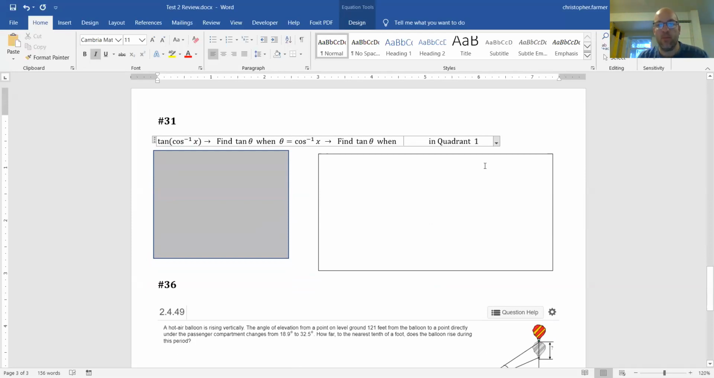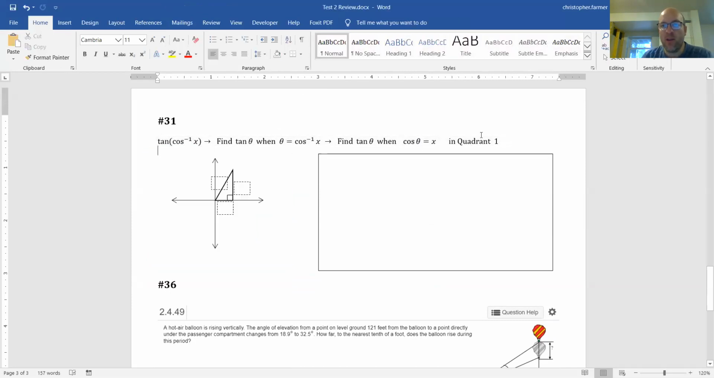And we're, once again, kind of breaking this out. We're looking to find what tangent is when cosine theta is equal to x. Okay, so I guess one thing to kind of mention here, we're about to draw a picture in quadrant 1. I guess I can unhide it now. We know that we're supposed to be in quadrant 1, so we're drawing a right triangle in quadrant 1.